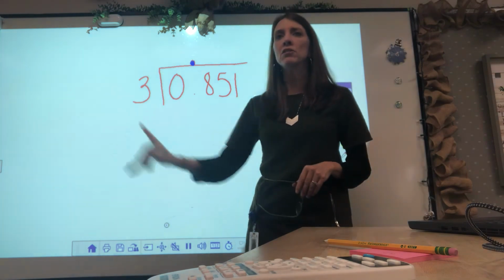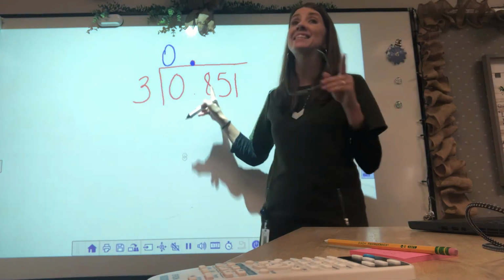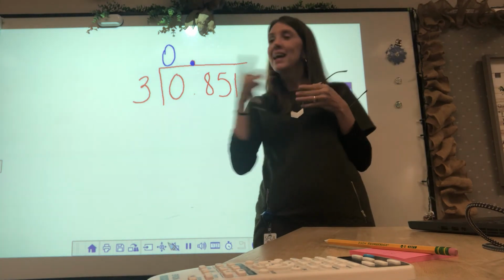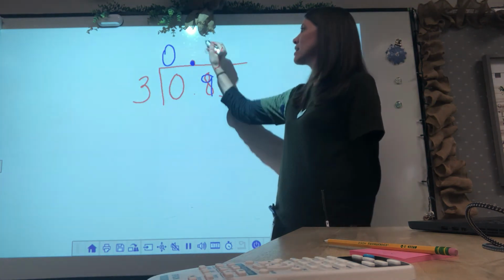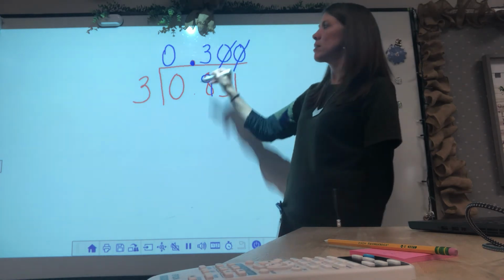All right, look up here. Does 3 go into 0? It does not. Does 3 go into 8? It does, but not evenly. So what's a compatible number? 9. So if we change this to 9, 3 goes into 9 3 times. Leave the rest zeros. Get rid of the extra zeros.